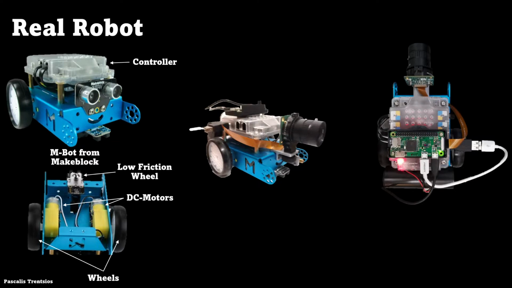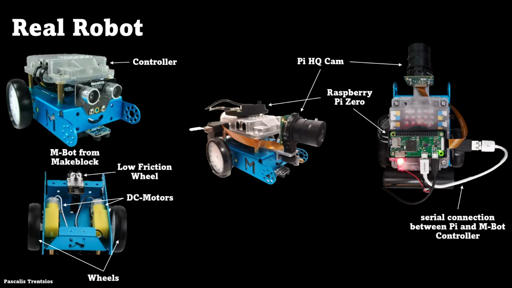And for the real robot, I used an mBot. This is an mBot from the company MakeBlock. It has a controller and two DC motors, which are connected to two wheels, and a low friction wheel on the top. And I modified the robot a little bit. So I added a Raspberry Pi Zero with a Pi HQ cam so that the robot can have visual observations, and also connected this Raspberry Pi Zero via a serial connection with the mBot controller, and used a power bank to power the Pi Zero.